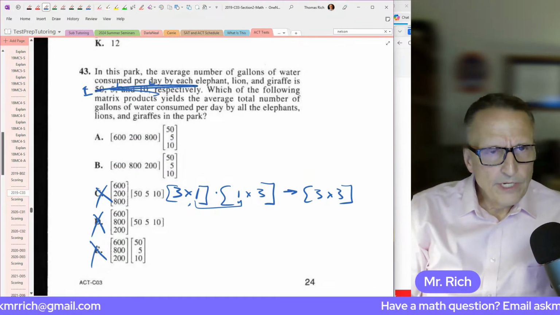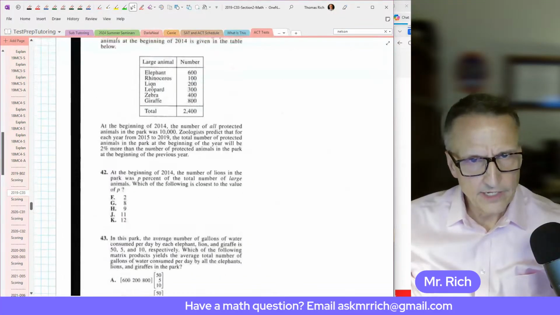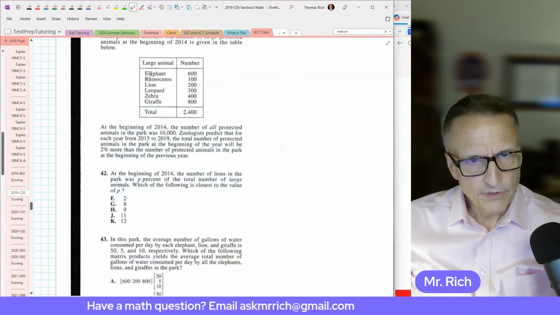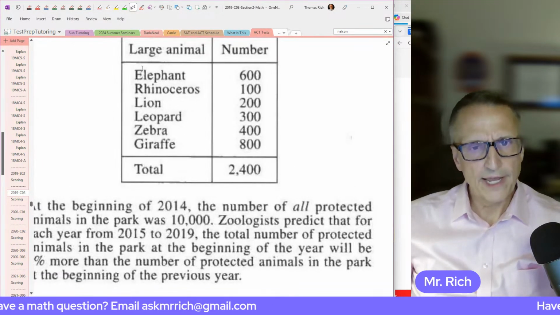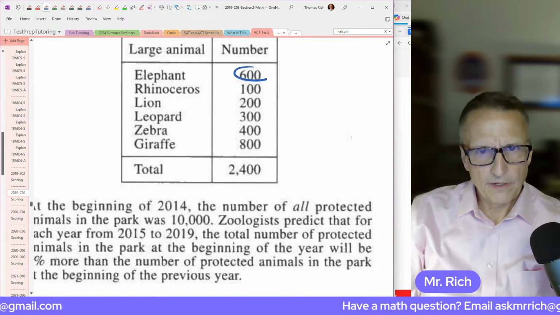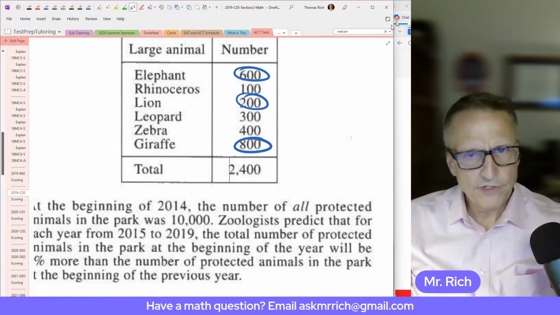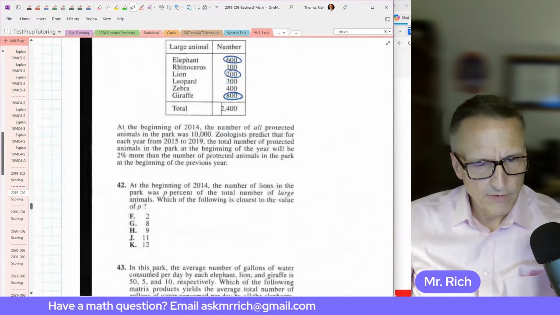I think this is part of a larger problem, is it not? Yeah, it is. So here's the numbers up here. This is the number of each of the animals that are in the zoo. And there's our elephants, and there's our lions, and there's our giraffes. So let's bring those numbers down.